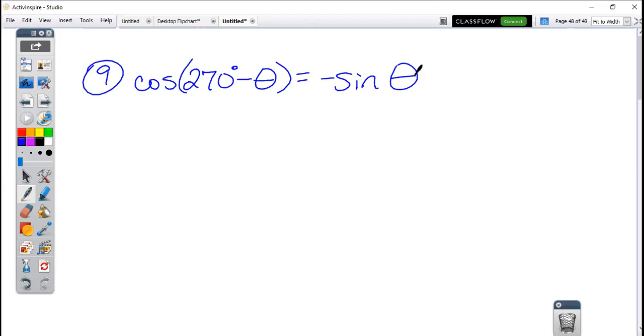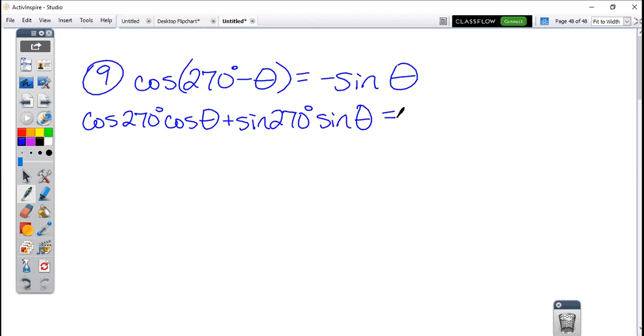What is that? That's a minus. So we are subtracting, and we're doing what? Cosine. So we're going to do the difference identity for cosine. What is the difference identity for cosine? It's number 10? 9 on your sheet? So that's cosine of 270, cosine of theta, plus sine of 270. If you want to change it to x, you change it to x.